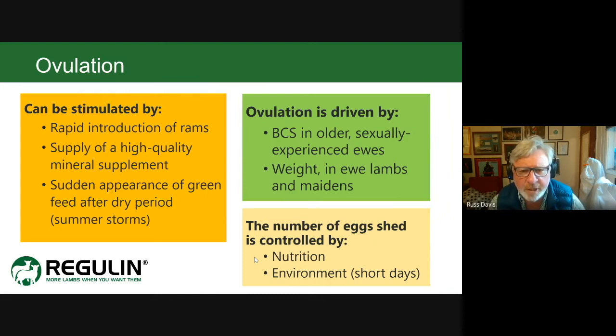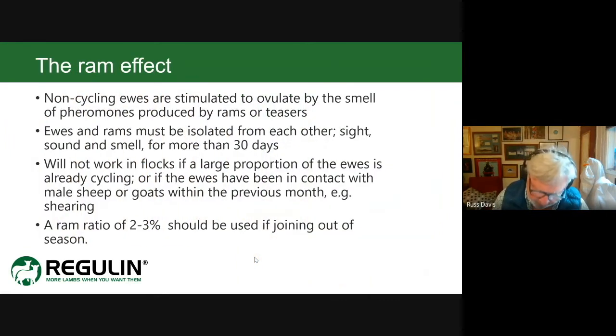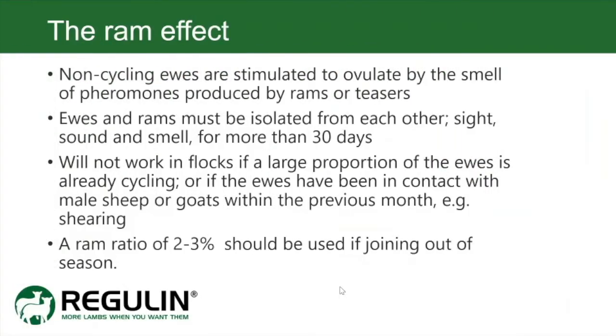And the number of eggs shed is controlled by nutrition and environment. Okay, the environment is shorter days. So I wanted to lead into that concept of ovulation and the strengths of ovulation by talking about the ram effect. The ram effect occurs when non-cycling ewes are stimulated to ovulate by the pheromones produced by rams or teasers.